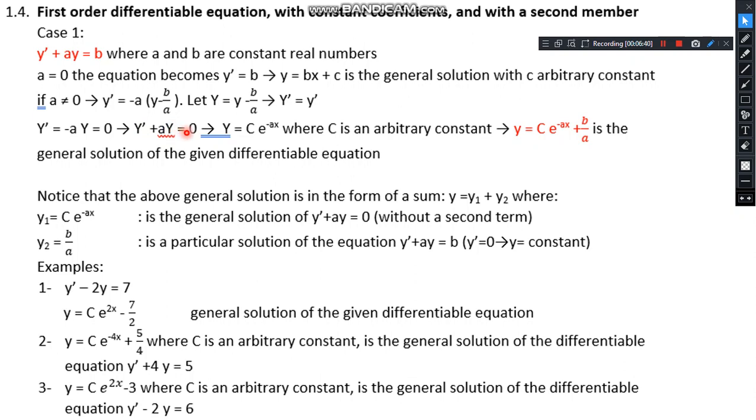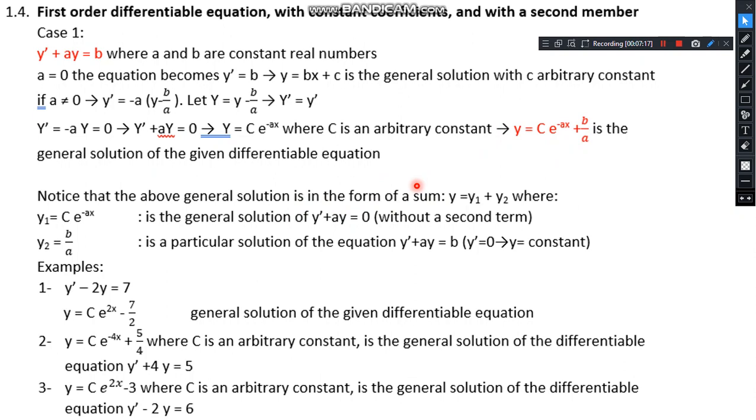And the one before, we said big Y equal c e power minus ax, where c is an arbitrary constant. But since big Y equal y minus b over a, we're going to replace it, so we're going to have plus b over a. We're not going to do all of this, we need to memorize this one. If you have y prime plus ay equal to b, the general solution will be y equals c e minus ax plus b over a. If it is equal to 0, it will be y equals c e minus ax.